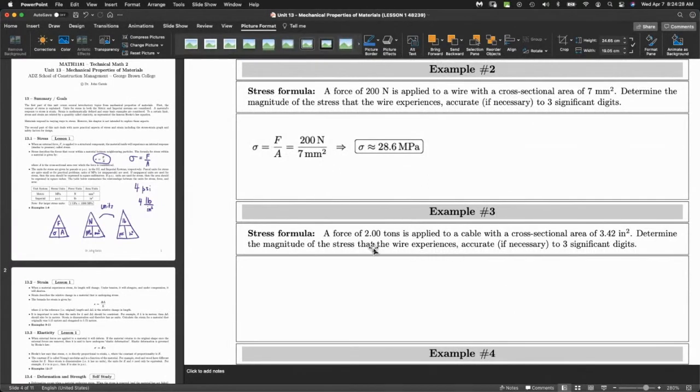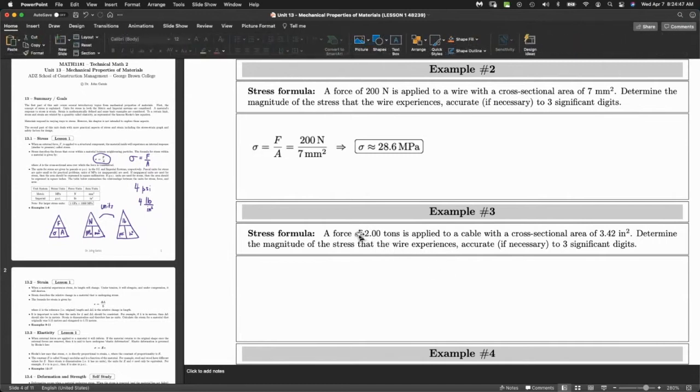Okay, question 3. A force of 200 tons. The reason there's 8 questions here is because we're alternating between the metric and the imperial. It's kind of like double trouble. You've got to do the metric system and the imperial. I want to make sure that you're always well practiced in these examples. So in this case, we have 2 tons, and the cross section is 3.42 square inches.